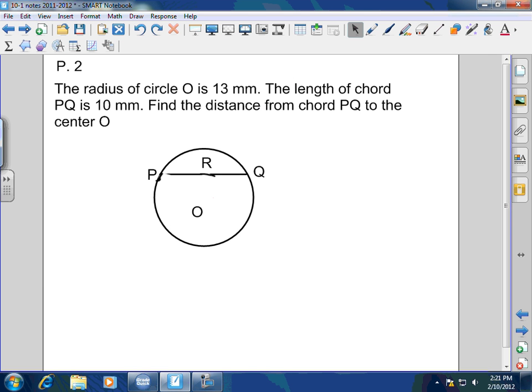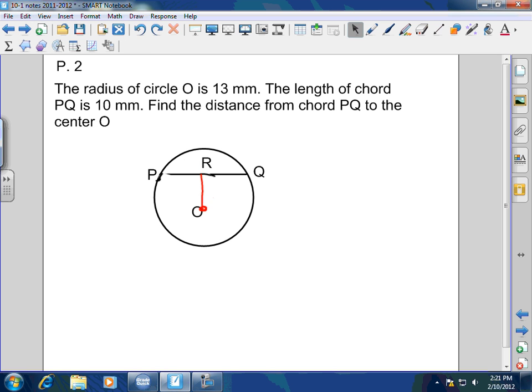Next, easy one. The radius of circle O is 13. The length of the chord PQ is 10. Find the distance from chord PQ to center O. Remember, guys, the distance is always the perpendicular segment from the center to the chord. You with me?